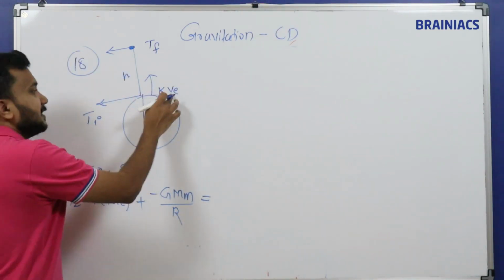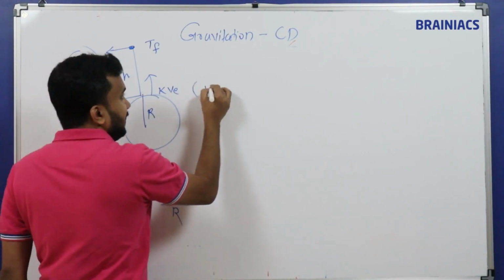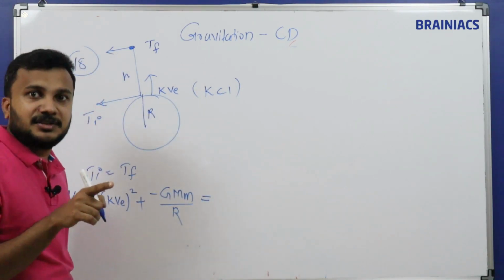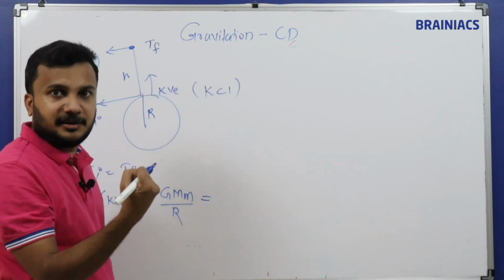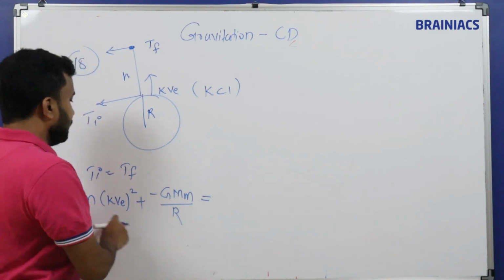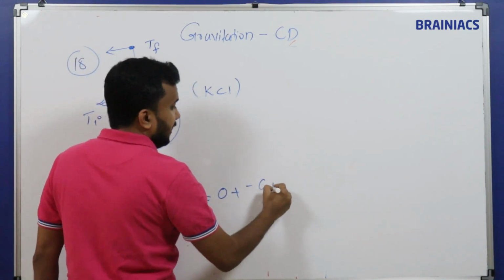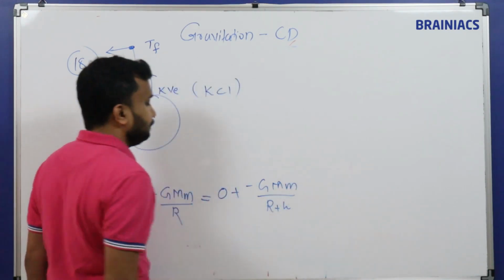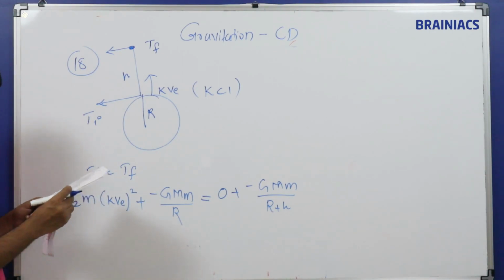Okay. Now in this case, we are throwing at a velocity less than escape velocity, as we know k is less than 1. So definitely it is not escaping out of the gravitational field. It will be attracted by the gravitational field. So at maximum height, velocity equals 0. So kinetic energy at maximum height is equal to 0. Potential energy is minus GMm divided by R plus h. So the question is asking at what height, right?